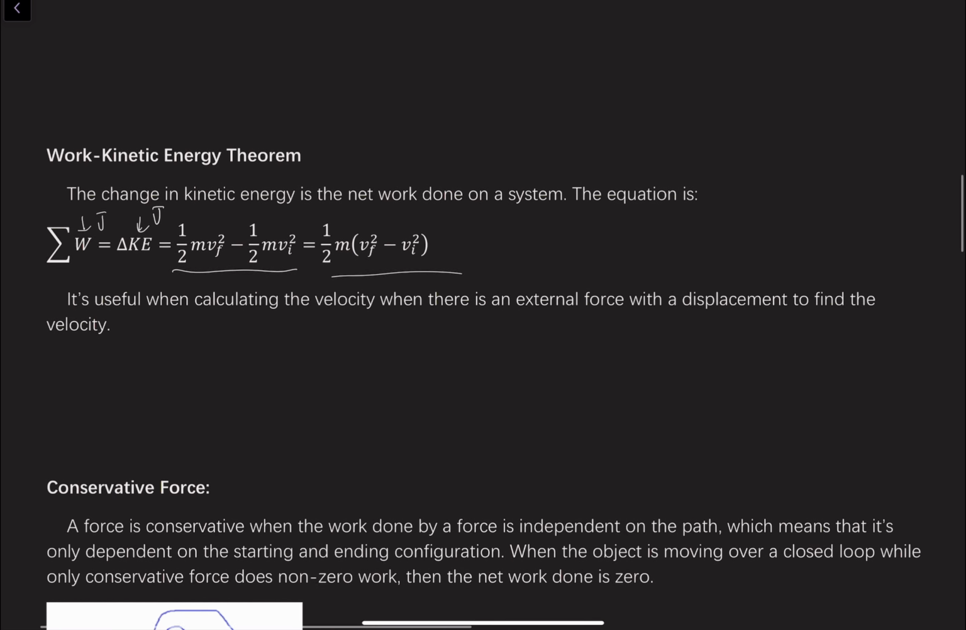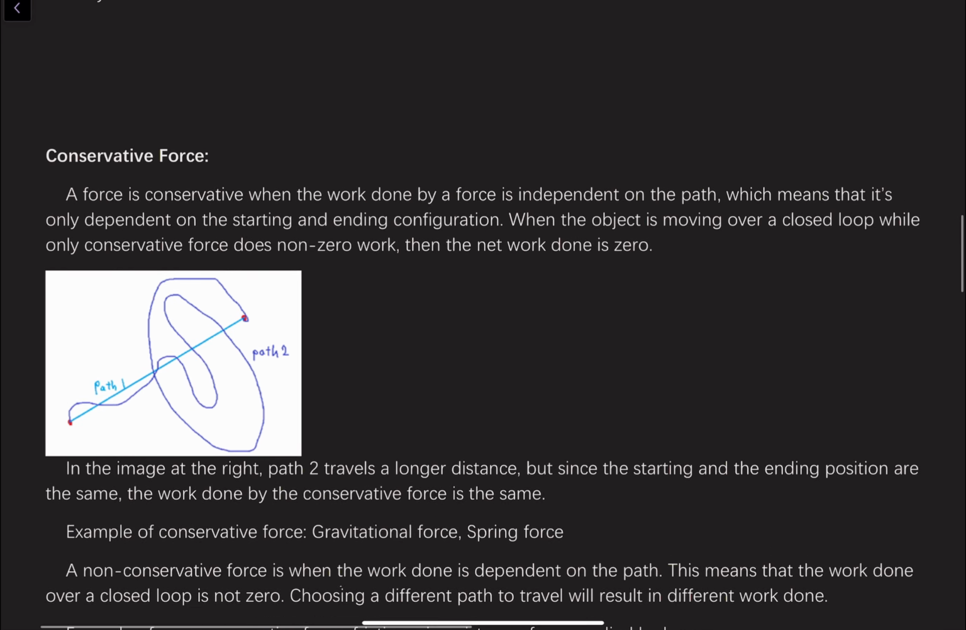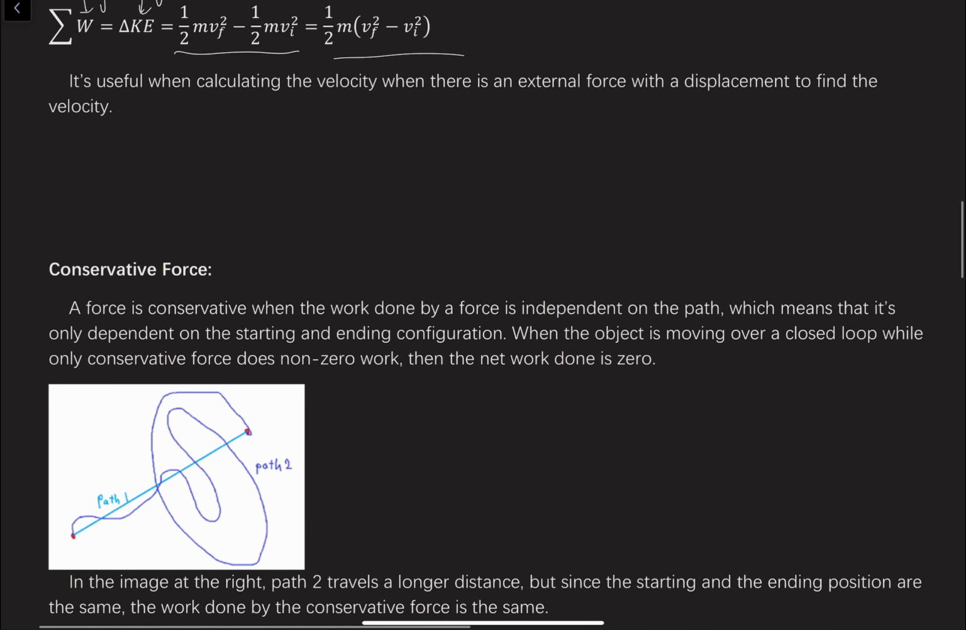And next one is on conservative force. A force is conservative when the work done by the force is independent of its path. What it means is that the work done is only dependent on the starting and ending configuration or position. When the object is moving over a closed loop, then the net work is always 0 for a conservative force only.